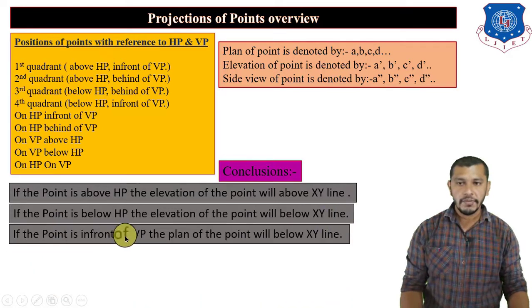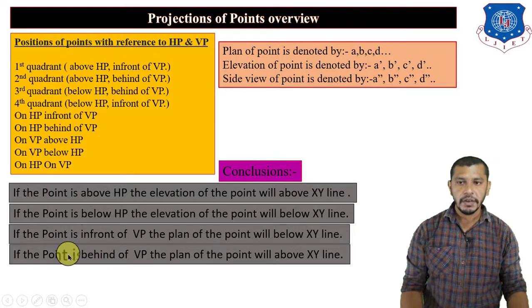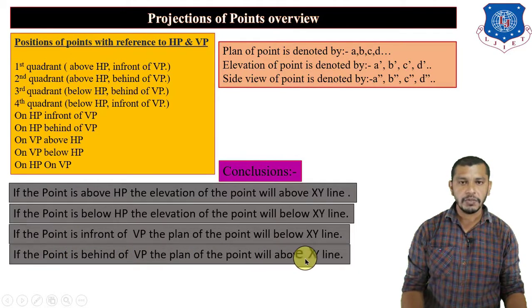If the point is in front of VP, the plan of that point will be below the XY reference line. So if the point is 10 mm in front of VP, the plan of that point will be 10 mm below the XY reference line. If the point is given behind VP, the plan of the point will be above the XY reference line. So for example, if the point is 25 mm behind VP, the plan of that point will be 25 mm above the XY reference line.